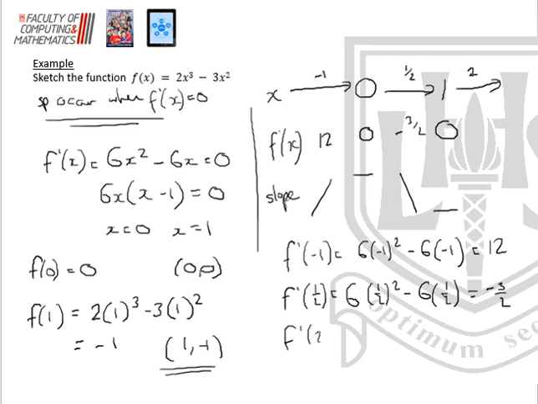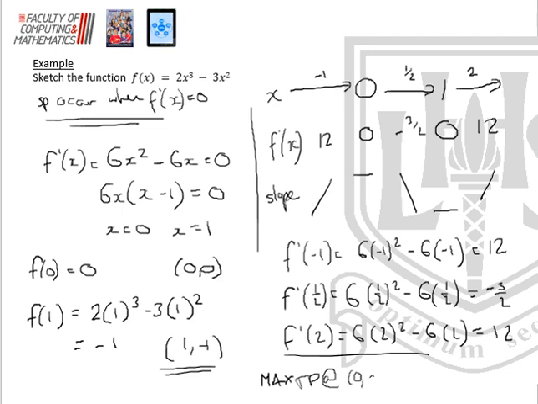And then lastly, we're just going to do 2 quickly. So 6 times 2 squared minus 6 times 2. 24 take away 12 is 12. Okay, so it's going up the way. Okay, and then again, statement at the bottom. The first one's a maximum turning point at 0, 0. And then we have a minimum turning point at 1, minus 1.